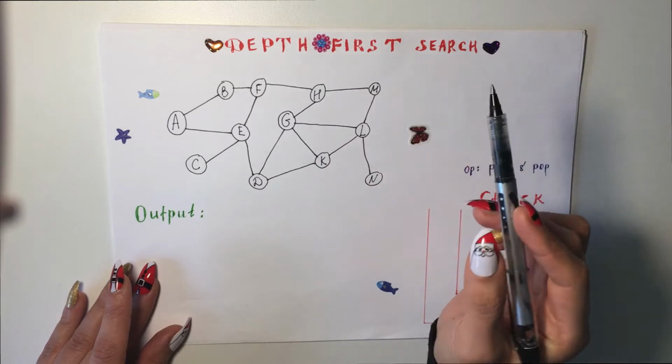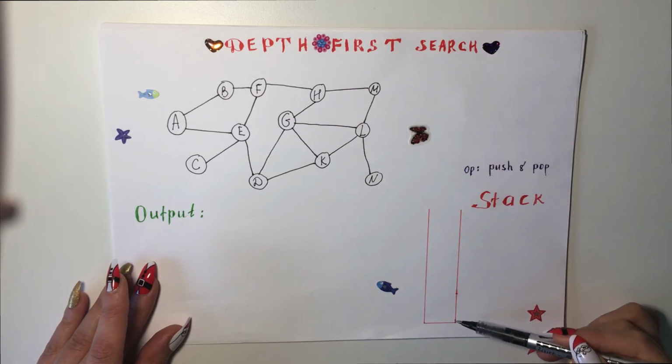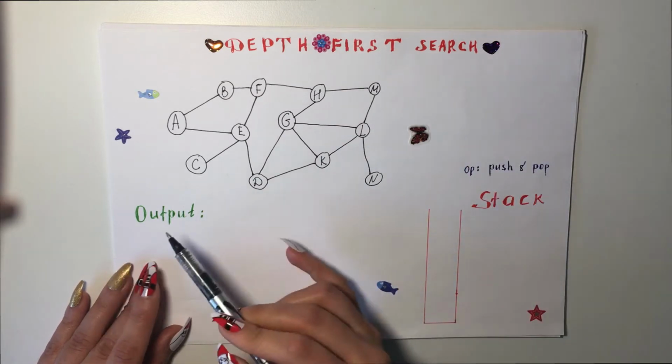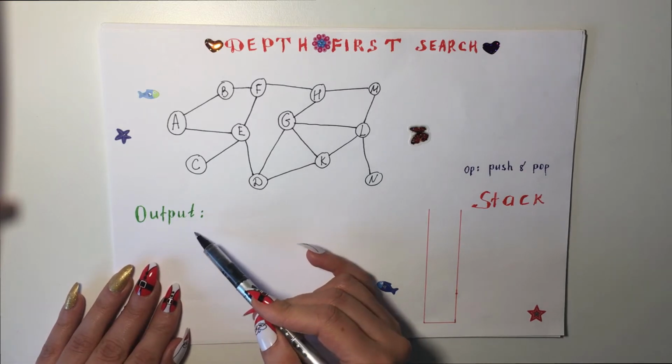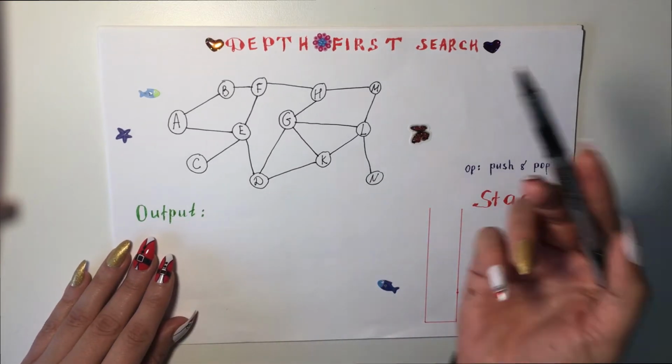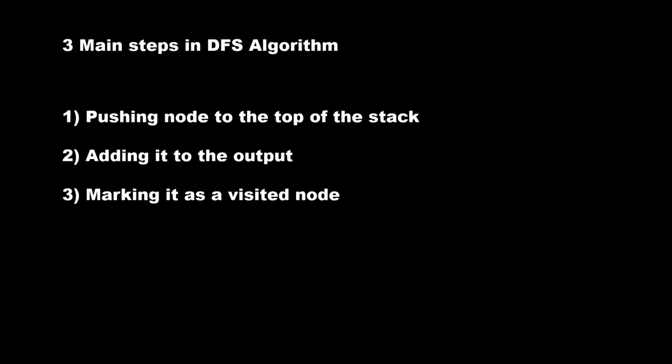Here we will use the stack data structure and its operations push and pop. There is an empty stack here, so that we will use it to keep track of visited nodes. There are three main steps here. First, we will push the node on the top of the stack, then add it to the output sequence, and finally mark it as a visited node.